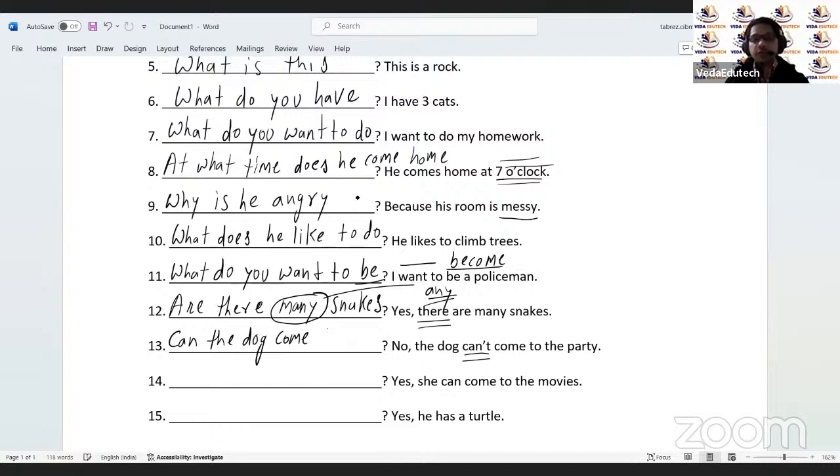Okay, so this is a question from the modal verb, and we will do modal verbs later on.